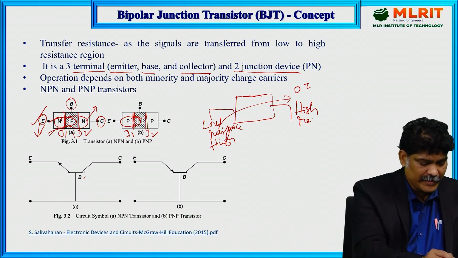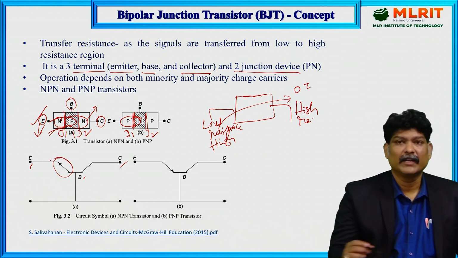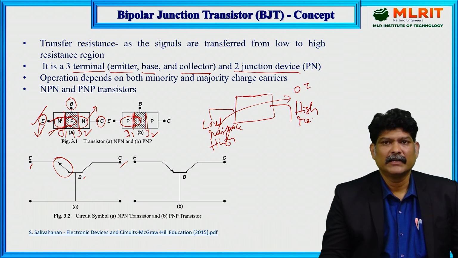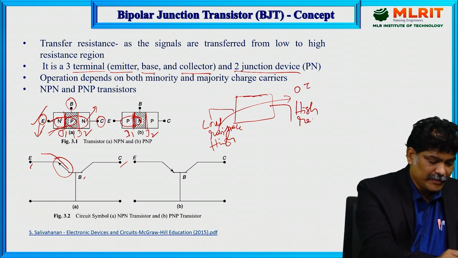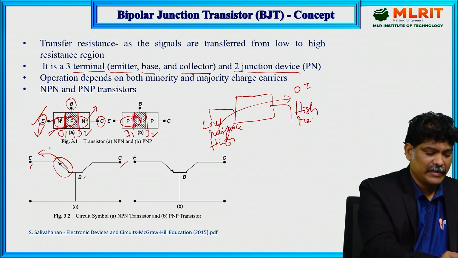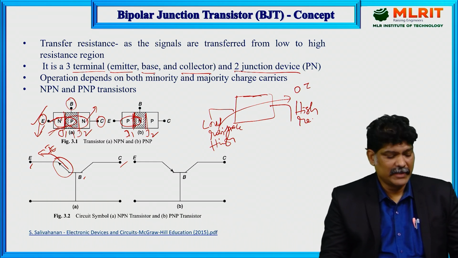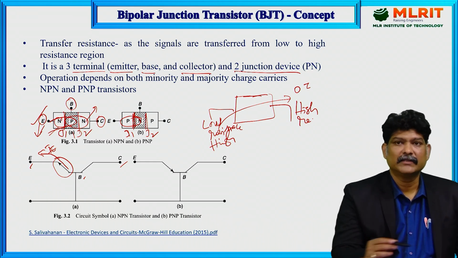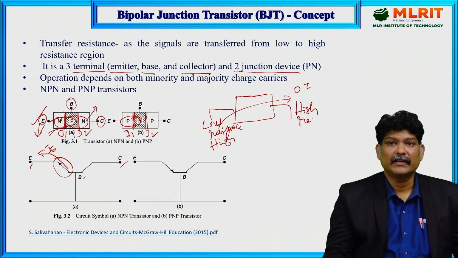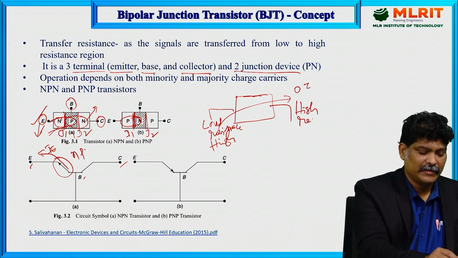So this is your base, this is emitter, and this is collector. See here this arrow, how to recognize NPN and PNP transistor. Here the arrow indicates emitter current flowing out of the transistor, so that is coming out from the transistor. Hence we can say emitter current is flowing out of the transistor, which means it represents an NPN transistor.